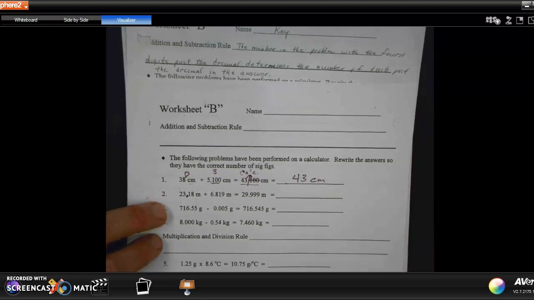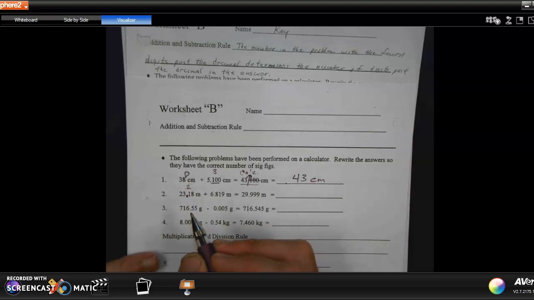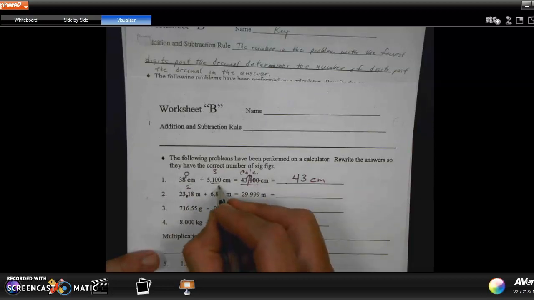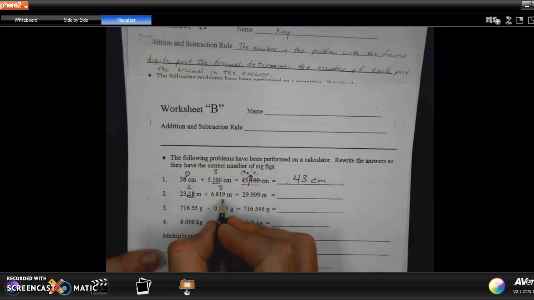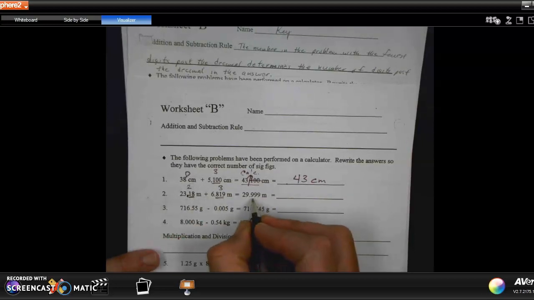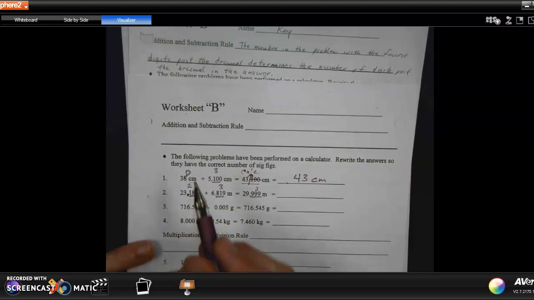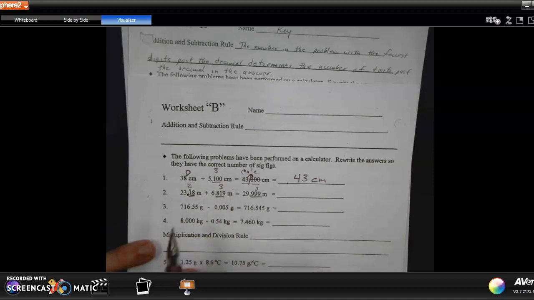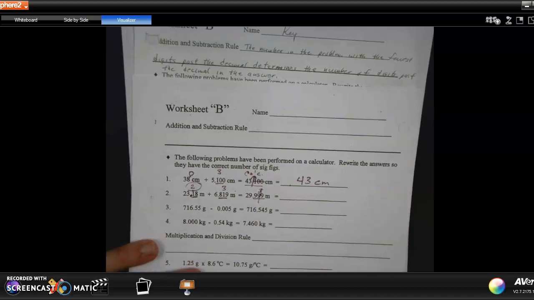Okay. Here, I have 2 places past the decimal. Here, I have 3 places past the decimal. 2 places past, 3 places past, and my answer has 3. However, the fewest places past the decimal in the problem is 2, so my answer needs to be 2 places past.